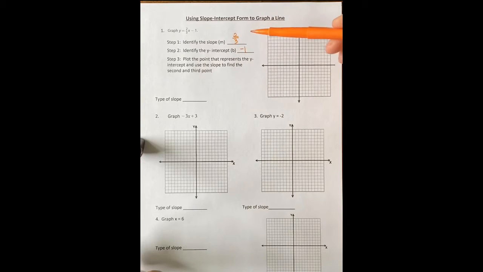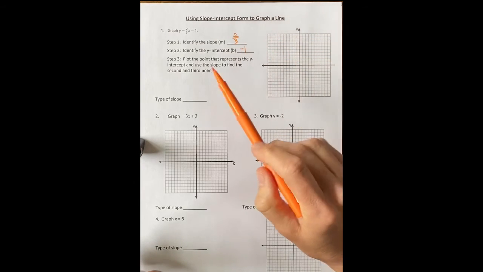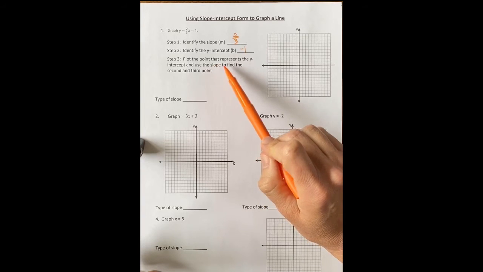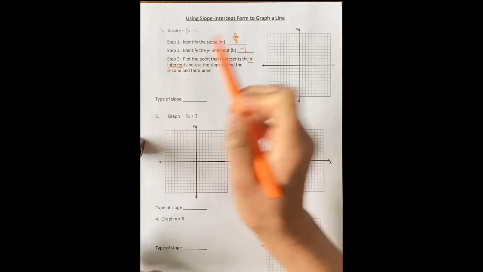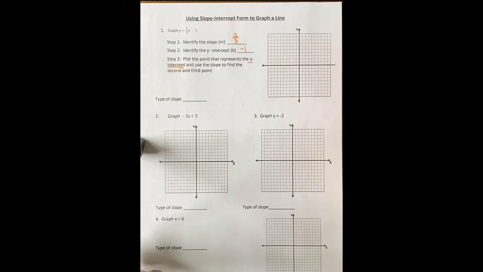Now that I've identified my slope and my y-intercept, I can get to graphing this. We're going to plot the point that represents the y-intercept and use the slope to find the second and third point. So I'm going to find -1 on my y-axis. That means from my origin, I'm going down 1. And then I'm going to use my slope of 2/3 to find my other 2 points.